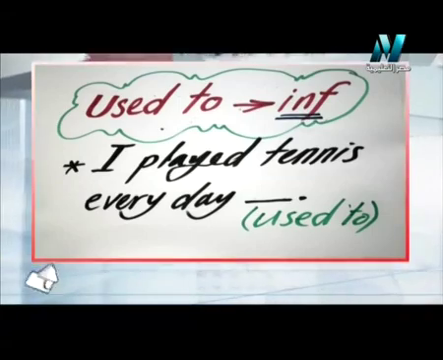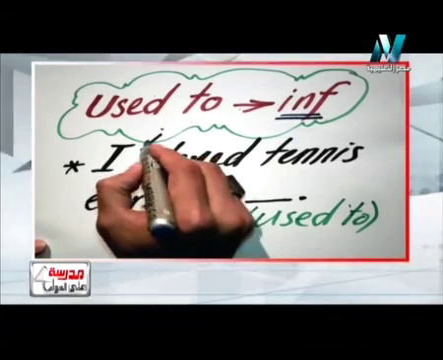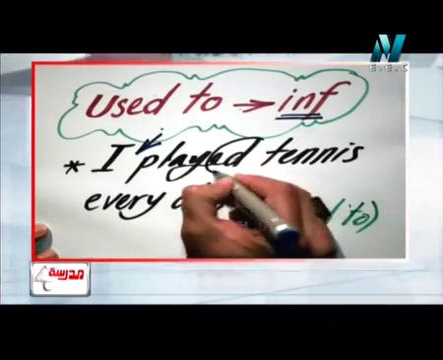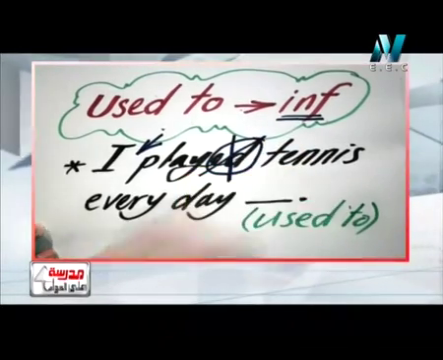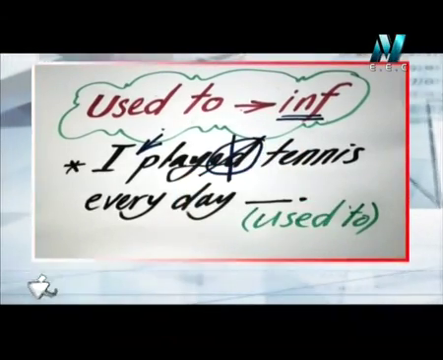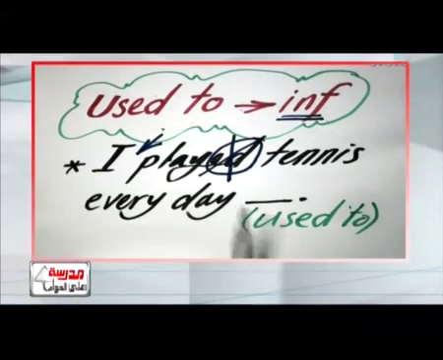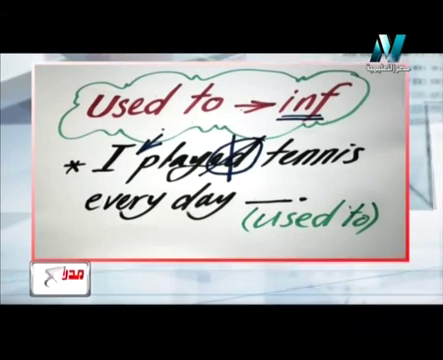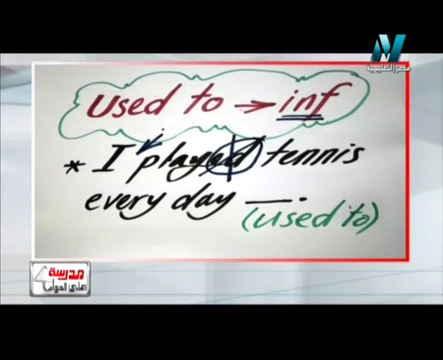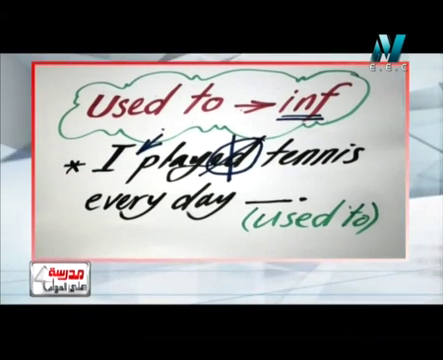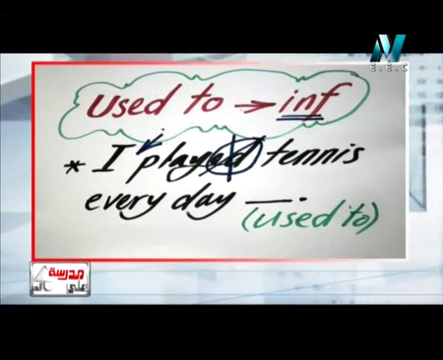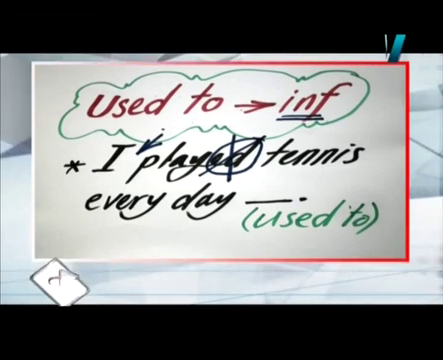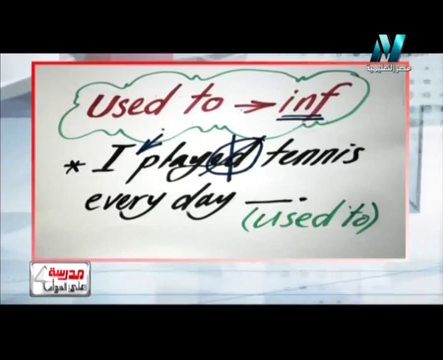We put used to before the main verb and change the verb back into infinitive, so we omit the ed. So it will be like this: I used to play tennis every day when I was young. Both of the two sentences express a habit in the past. So used to, a habit in the past. And we use the past simple for the same purpose. So both of them are used for habits in the past.